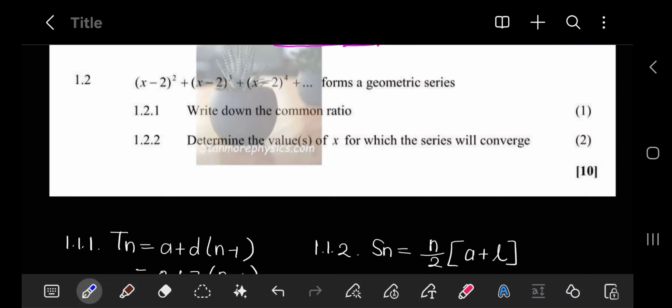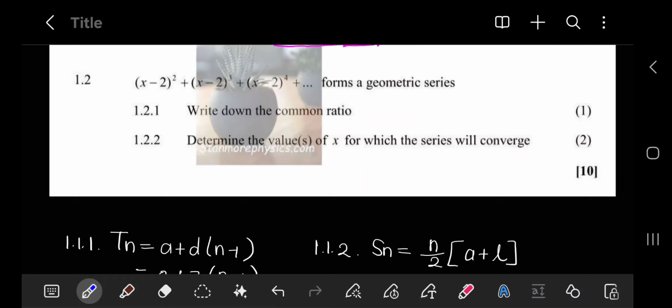So we are now looking at 1.2, and we notice that we've got a pattern that is a geometric series. And in this pattern, we have variables. So our first term is x minus 2 all squared. Second term, x minus 2 all cubed. Third term, x minus 2 all to the power of 4, and it continues in that manner. So the bracket stays the same. The base is x minus 2 throughout, but the exponents are increasing by 1 each time.